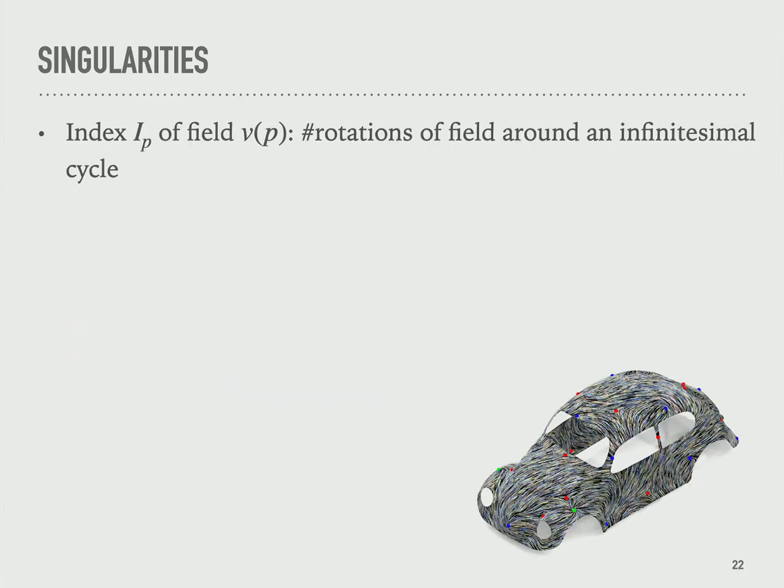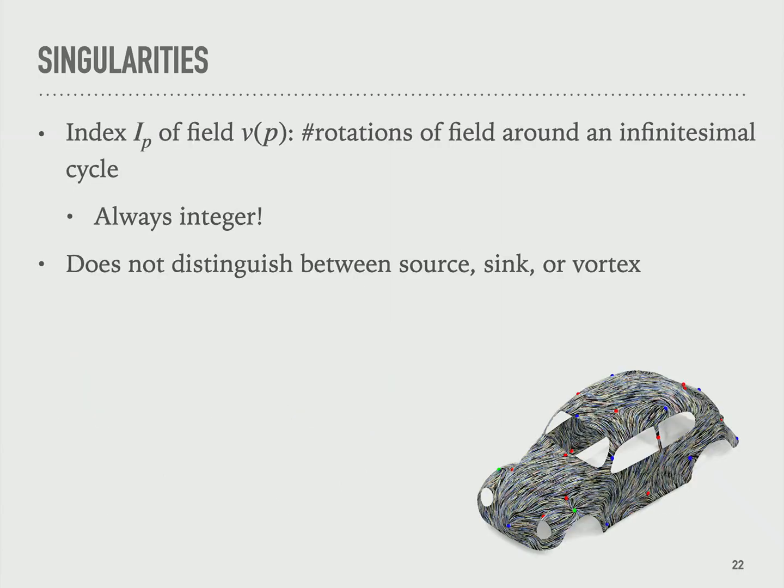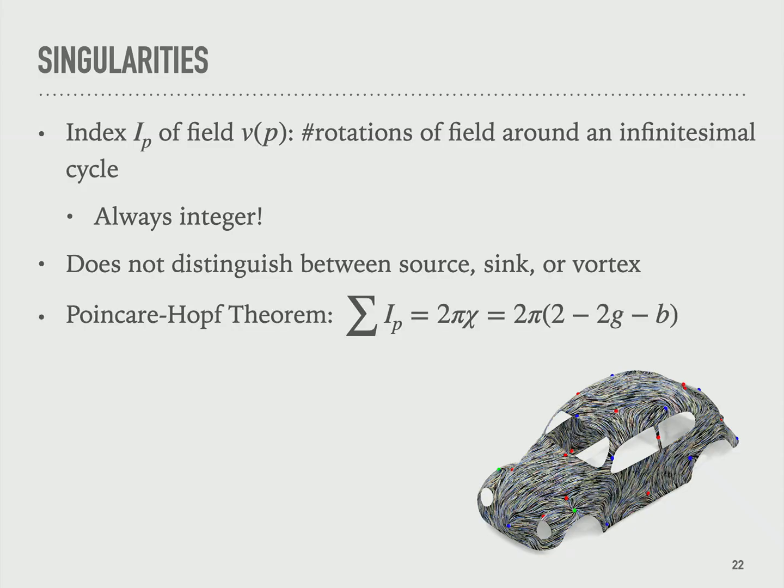Okay? So those points that have non-trivial rotations, like all of them except the second from the right, are called singularities. When you look at the surface, you immediately see them, where you have those singularities, and they don't distinguish between source, sink, or vortex.